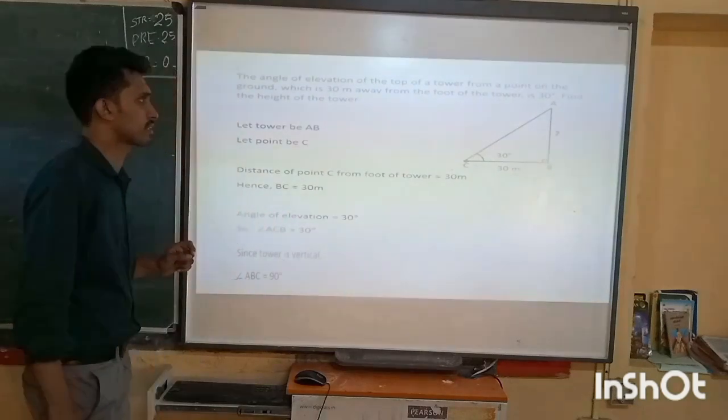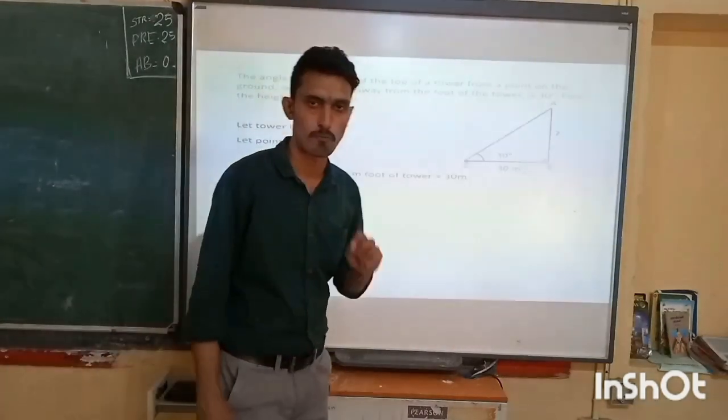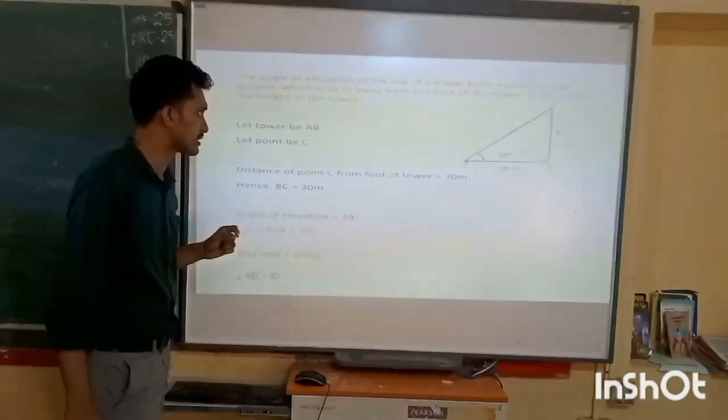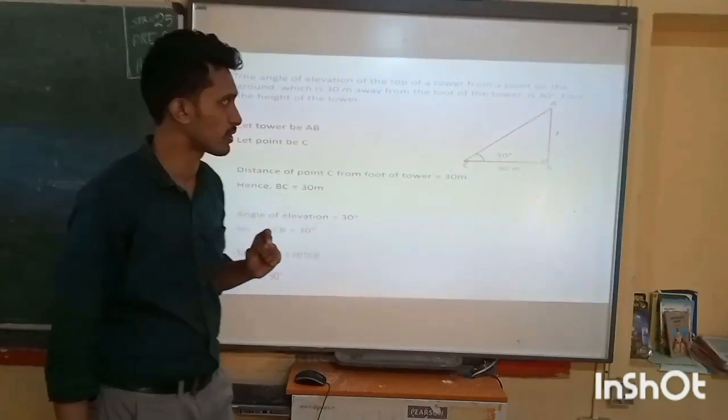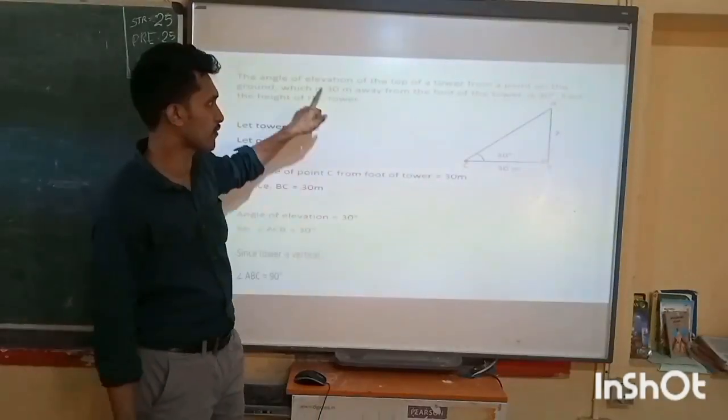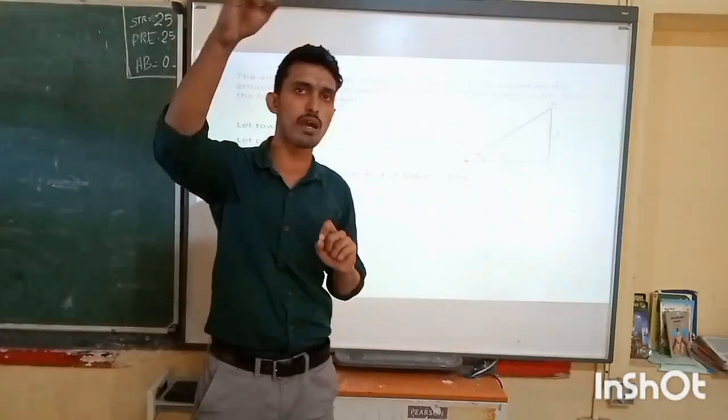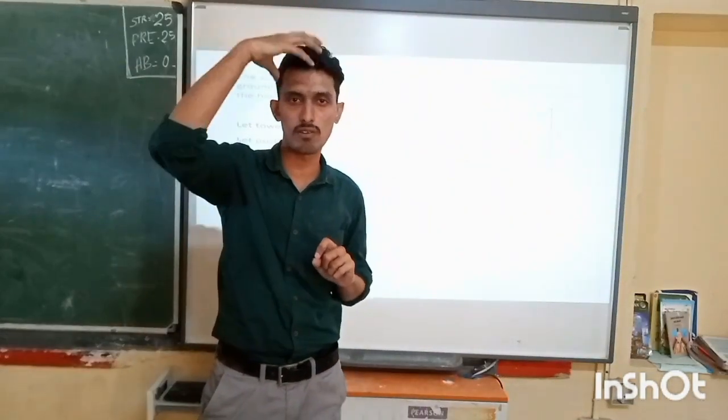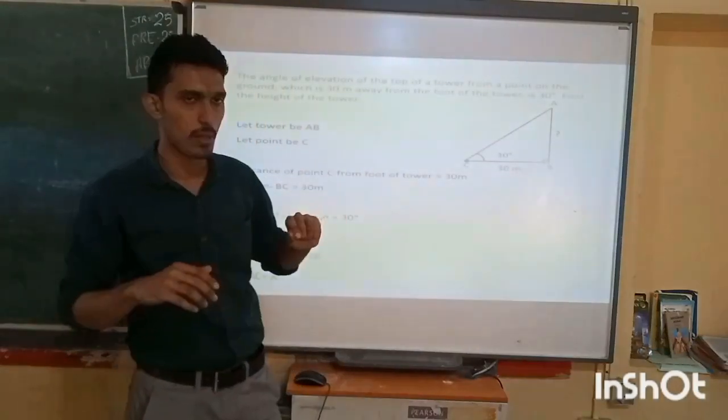The angle of elevation of the top of a tower from a point on the ground, which is 30 meters away from the foot of the tower, is 30 degrees. So starting with the question itself, we can frame a rough figure in our mind, right? We can also draw it.